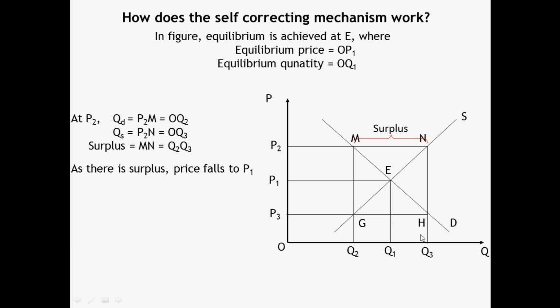Here, quantity demanded P3H is greater than quantity supplied P3G. And we know when quantity demanded for a product is greater than its quantity supplied at a certain price, there is shortage, which is GH in the figure.